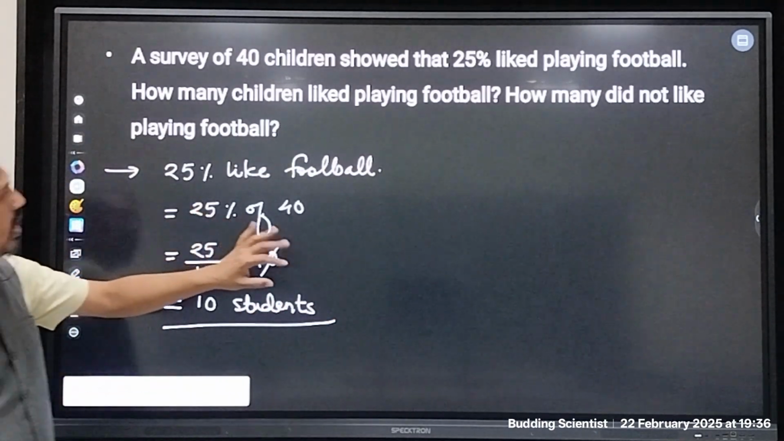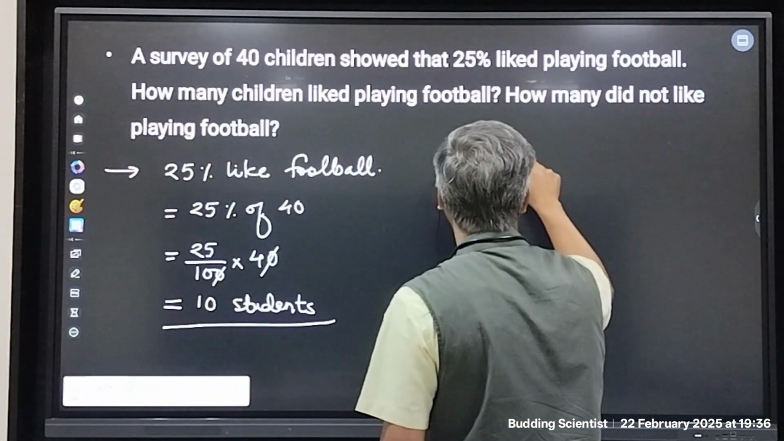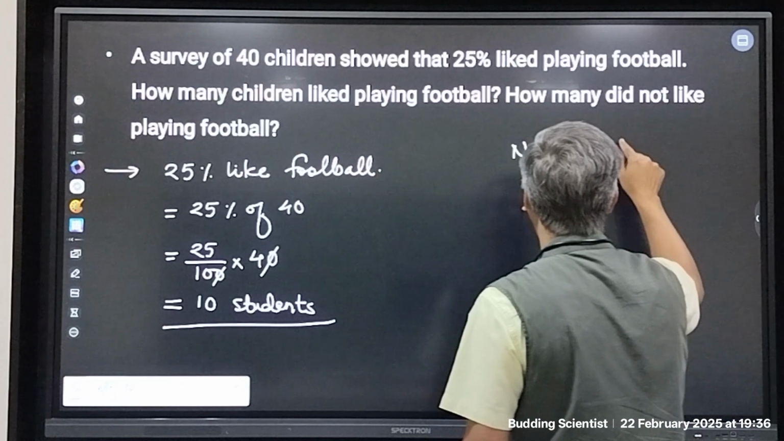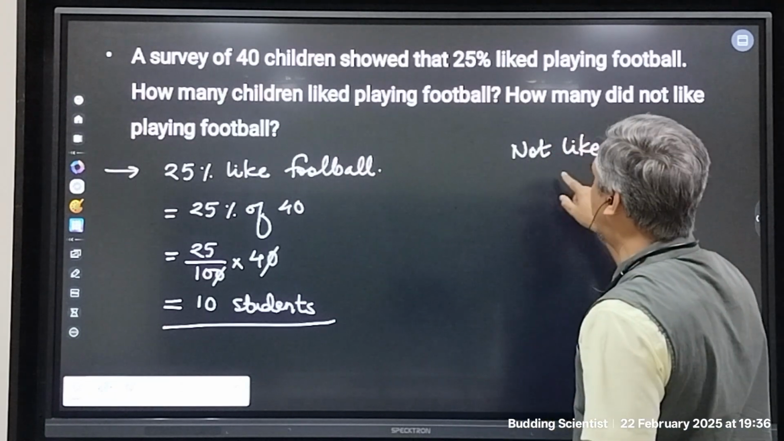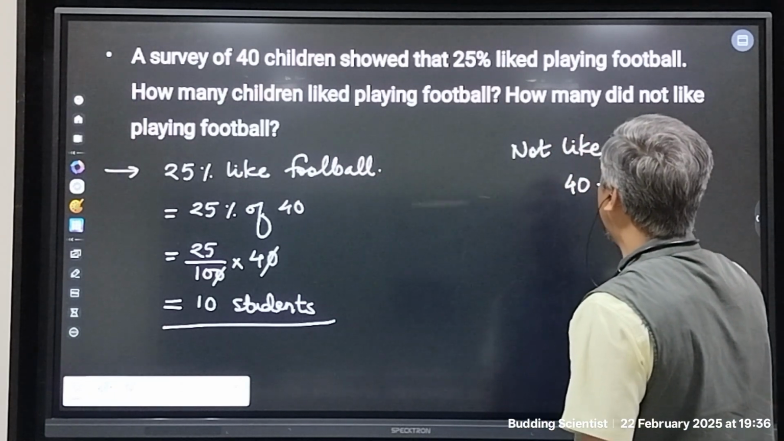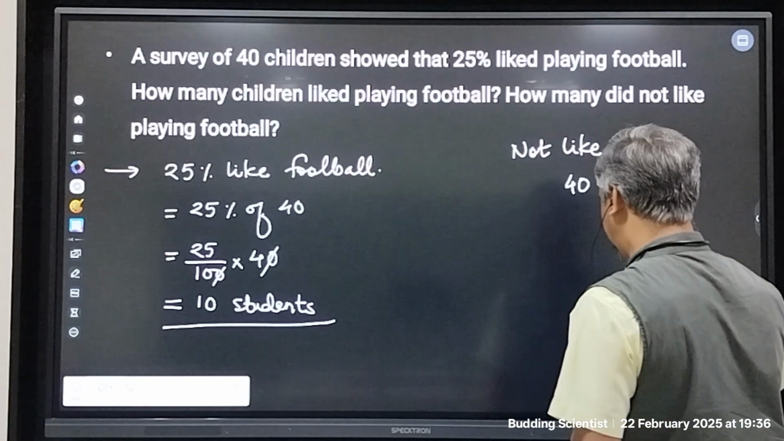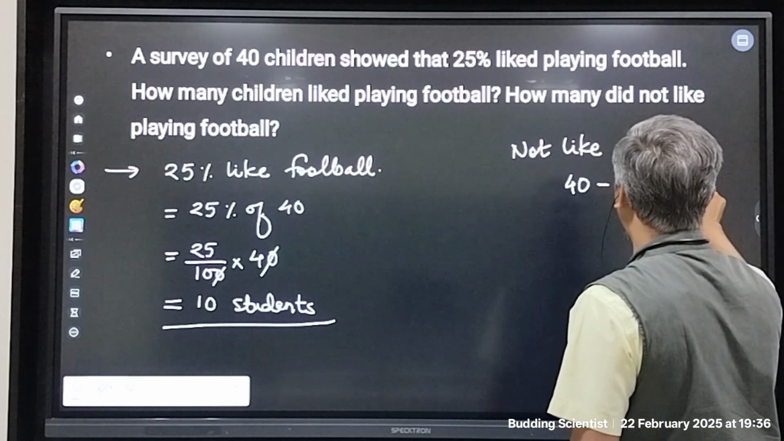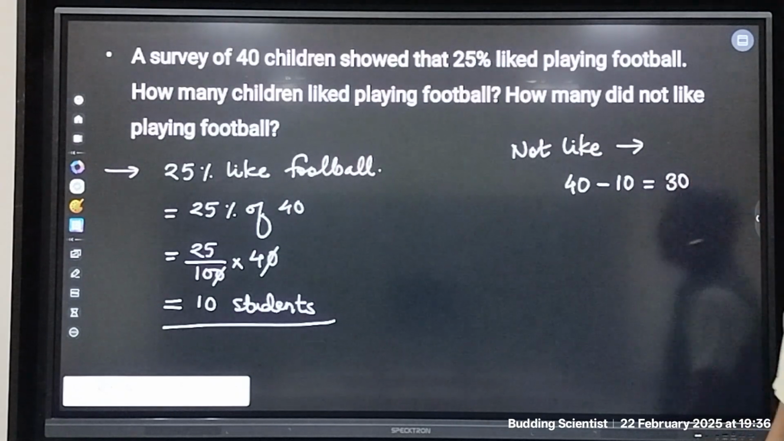How many do not like or did not like? So the students who did not like would be: total is 40, and subtract 10, which is equal to 30 students who do not like to play football.